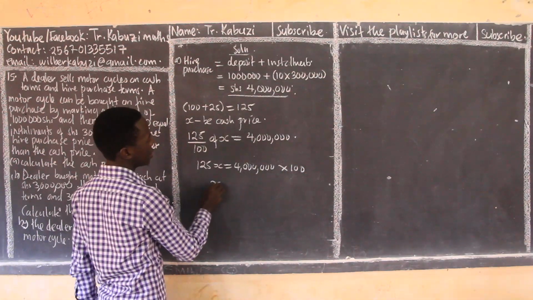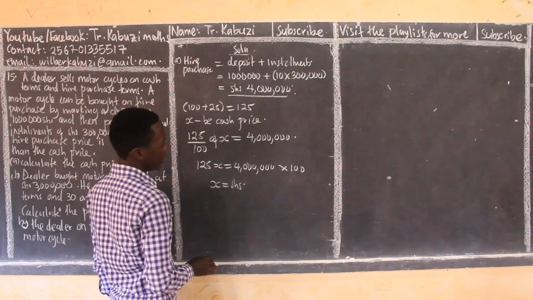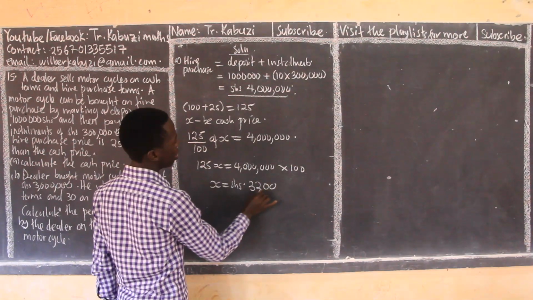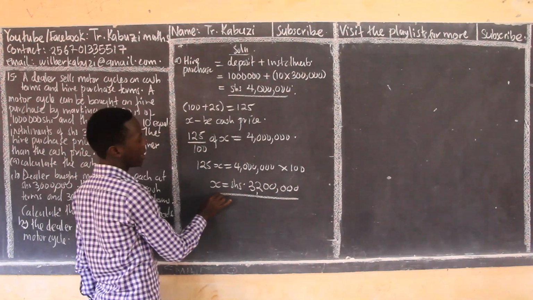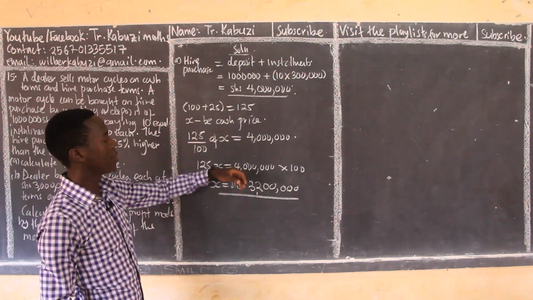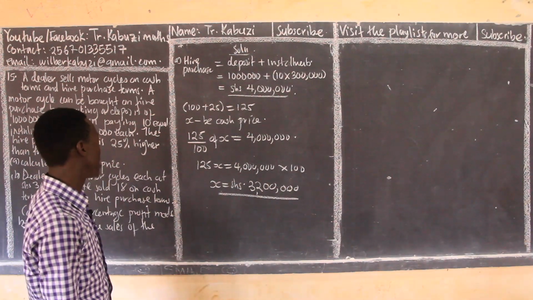So here my X is going to be shillings 3 million 200,000. So that is the cash price. If you have your cash, you can pay this. But if you don't have cash, then you have to pay that amount. So that is the case.